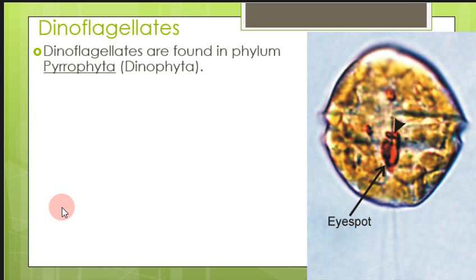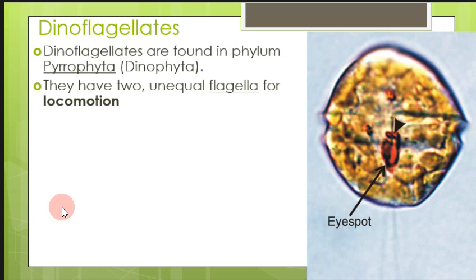All right, dinoflagellates are found in the phylum Pyrophyta. Do y'all see that, P-Y-R-R-O-P-H-Y-T-A, Pyrophyta. The old name Dinophyta is what they used to be called. They have unequal flagella for locomotion. They have a short flagellum and a long flagellum. The short one wraps around its middle. It's kind of cool. But the long one gives it motility.